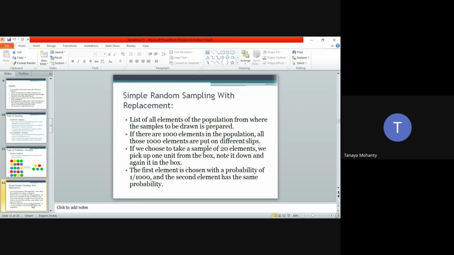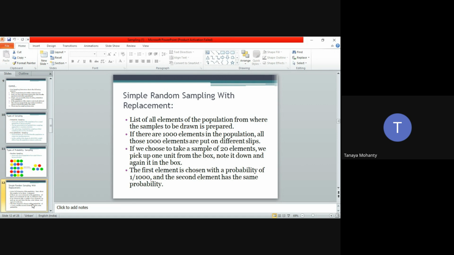So if there are 100 elements in the population, all those 100 elements are put on different slips. If we choose to take a sample of 20 elements, we pick up one unit from the box, note it down, and again put it in the box. Suppose I pick up one name, I note down the name in a copy, and again I put the chit in the box.